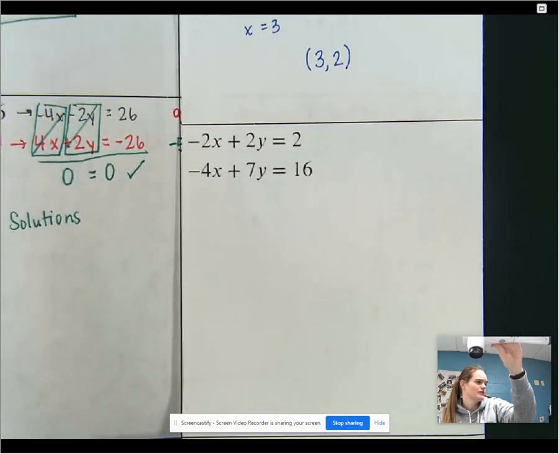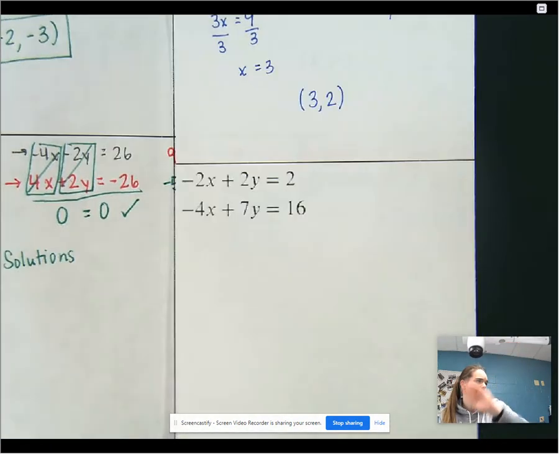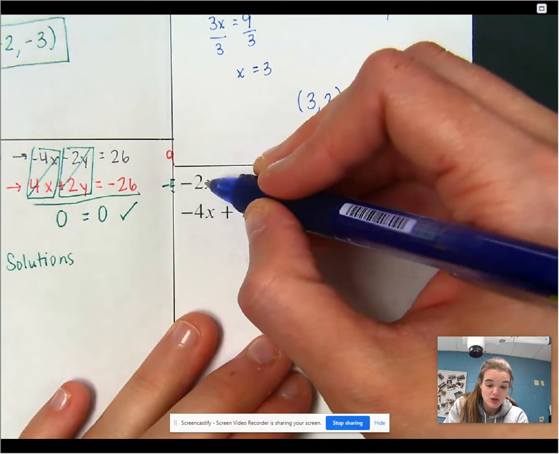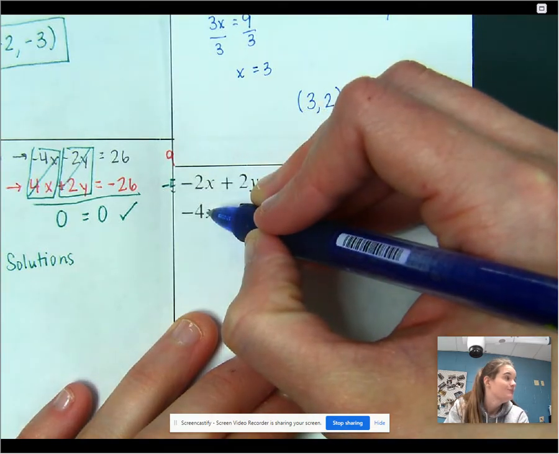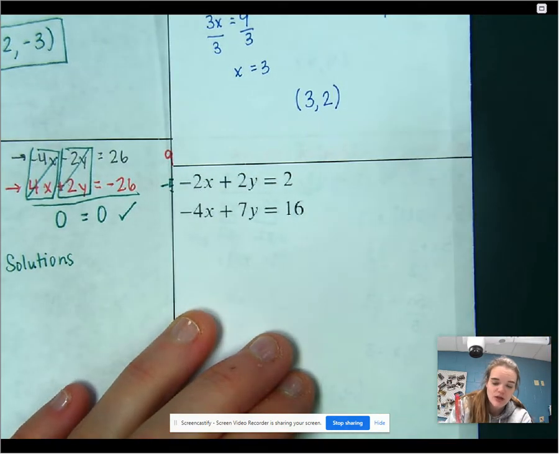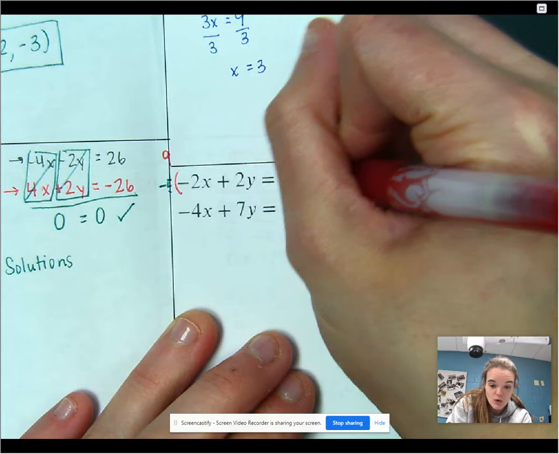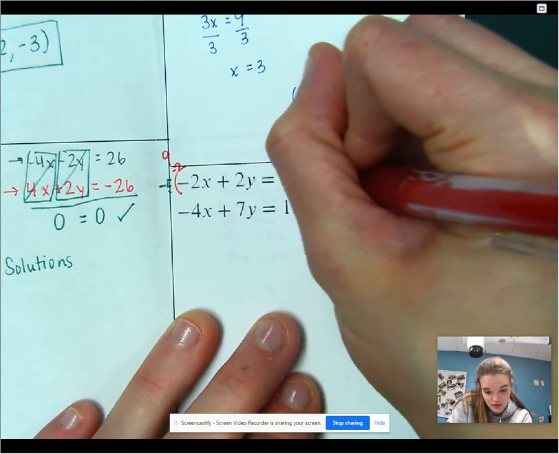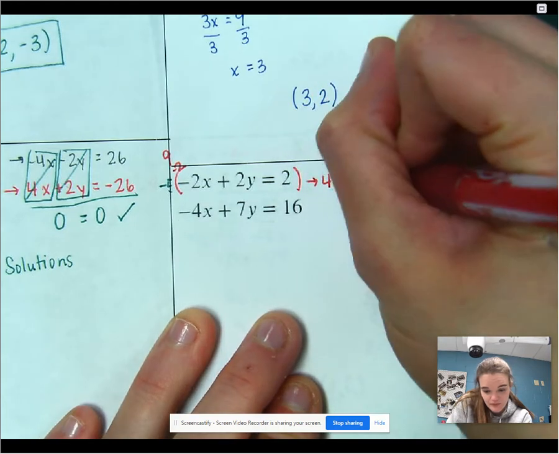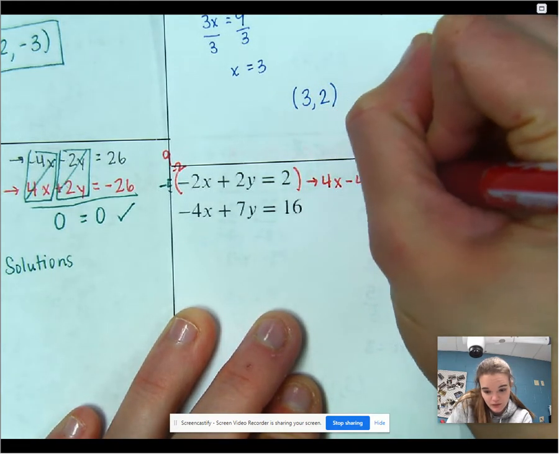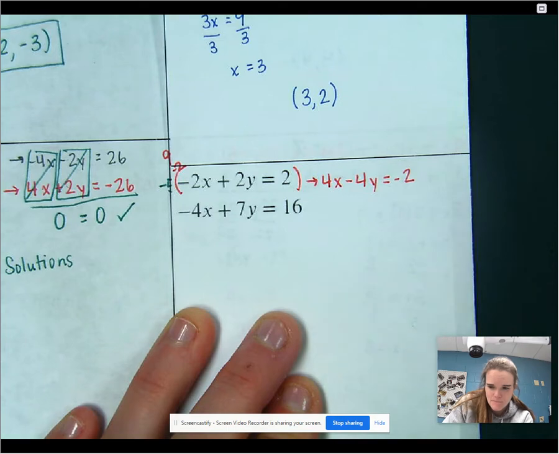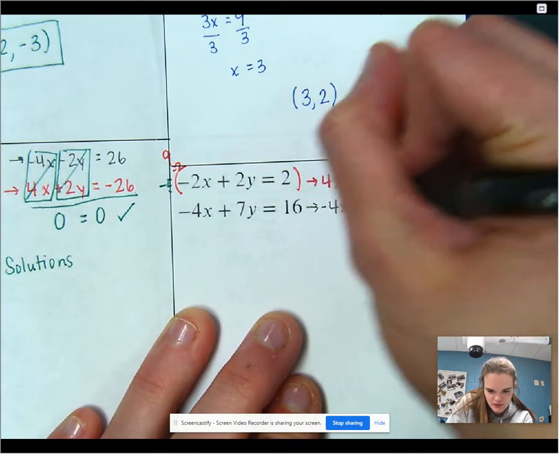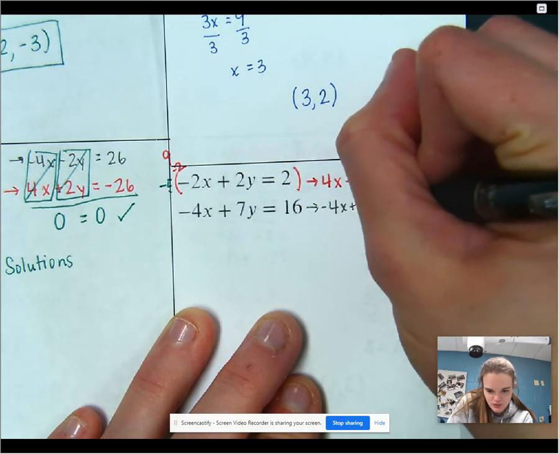Last one, we'll see if we have to swap them or not. Remember, no matter what, you can swap if you want to. I'm always looking at the smaller number. Can I make 2 a 4? Yes, I can. I can multiply by 2. See how they're both negative? One of them needs to be positive. So I'm going to have to multiply by a negative 2 to make that a positive 4. 4x minus 4y equals negative 2. And bring this one over. Negative 4x plus 7y equals 16.